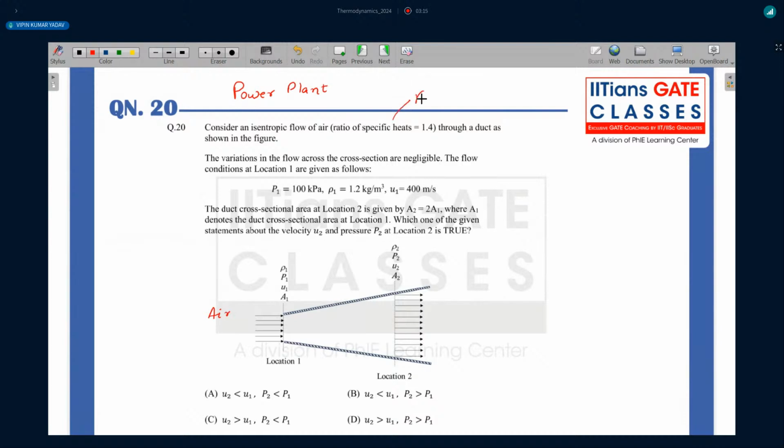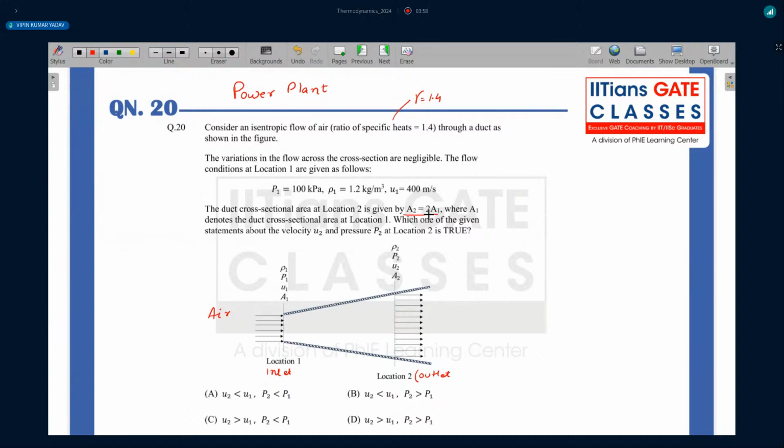This is gamma equals 1.4, shown in the figure. The variation in the flow across the cross section is negligible. Now the flow condition at location 1, let us say location 1 is inlet and location 2 is outlet. The duct cross section area at location 2 is given as twice the cross sectional area at 1. So it is a diverging section, where A1 denotes the duct cross sectional area at location 1. Which one of the following is true?